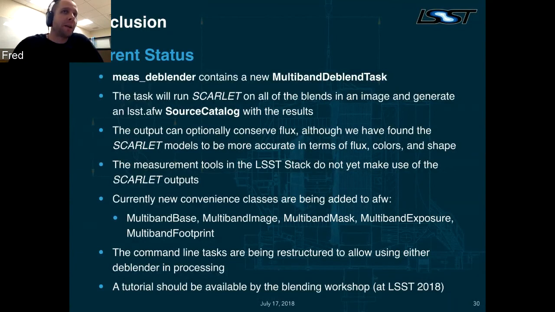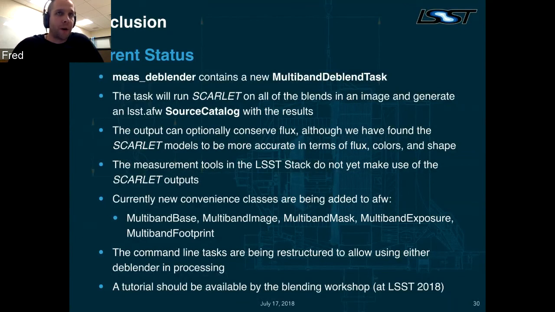But right now there aren't any measurement tools in the stack that make use of these outputs, right? Essentially all the measurement algorithms are still working on one band at a time, or at least collecting bands in the same exact way they do with the outputs from the current DeBlender, including forced photometry. And so that's something that probably will need to change in the future.